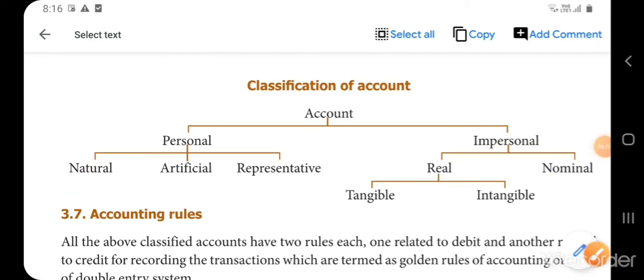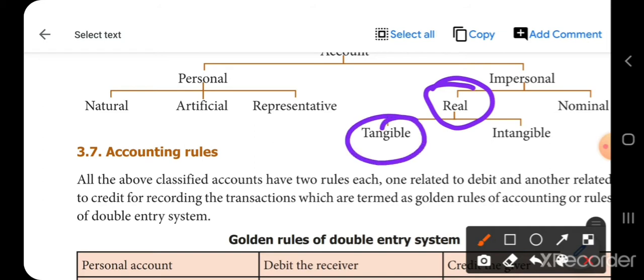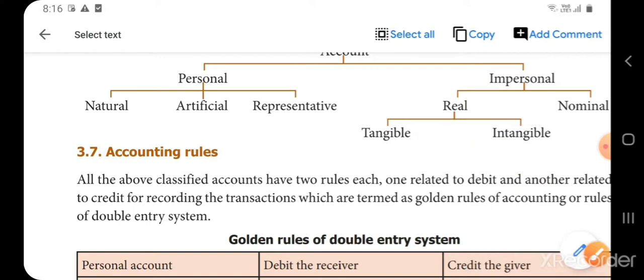Okay. Now, this real account can further be classified into tangible and intangible. Tangible means something which can be seen, touched, or which has some physical existence, like machinery, furniture, fan, light, table, all that. Intangible, like goodwill, patent rights, copyright of the company, cannot be seen but still has some value. Okay.